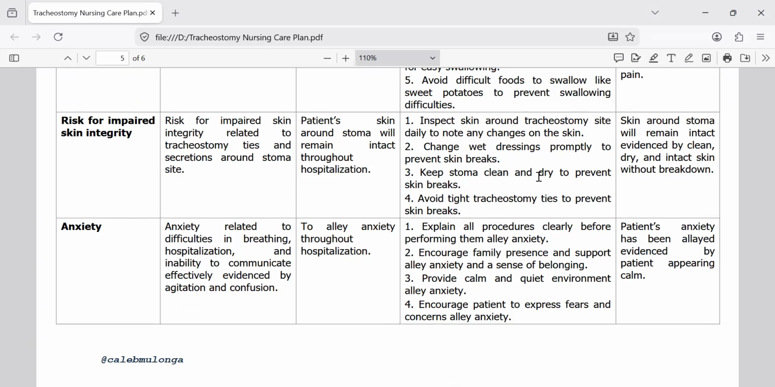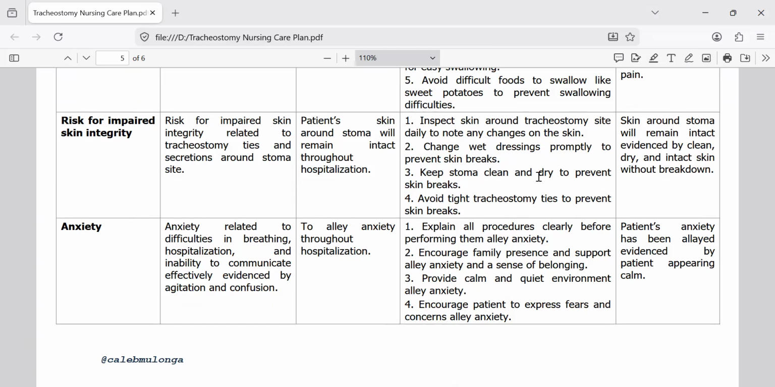Evaluation. The skin around the stomach remained intact, evidenced by clean, dry, and intact skin without breakdowns. So we are simply saying under our evaluation that the skin of this patient has remained intact. And we can see it. It is evidenced by the patient's skin being dry, intact, and they do not have any breaks.